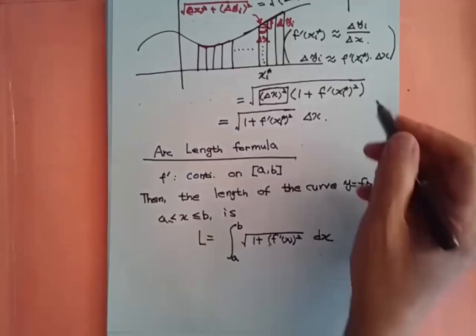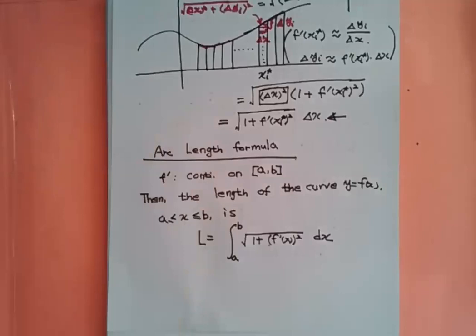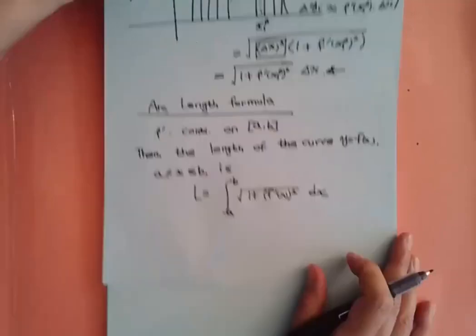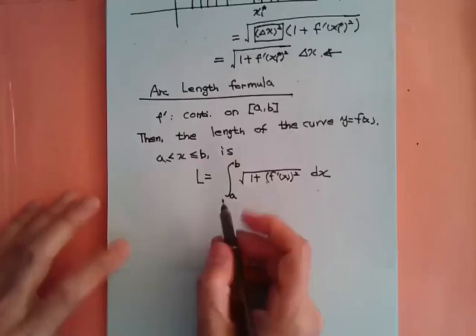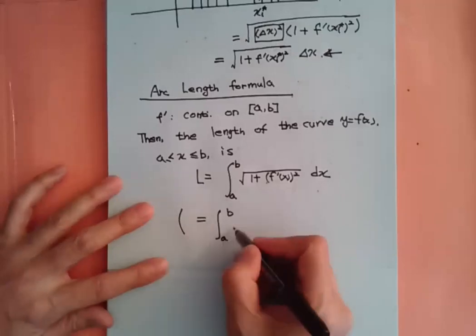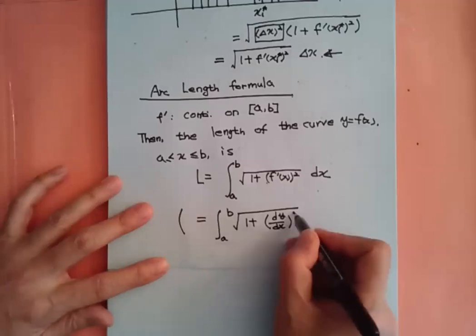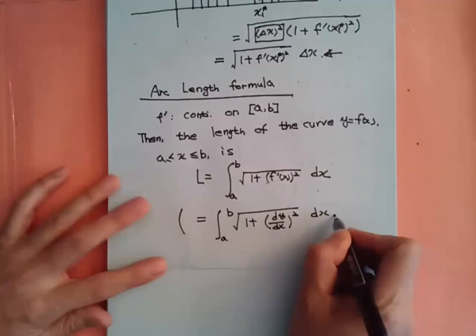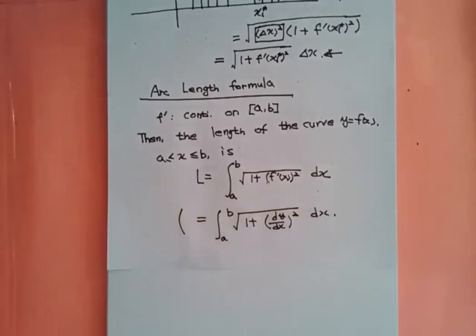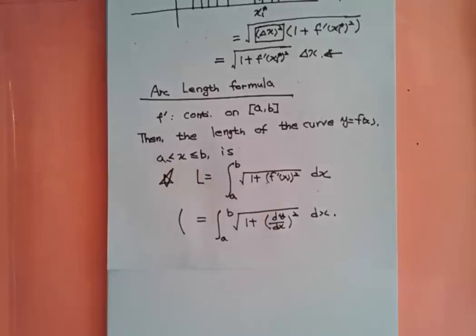Basically, from this analysis, we are connecting that with the integration. Or we can write it down as the integral from a to b of square root of 1 plus dy over dx squared dx. Okay, so this arc length formula must be remembered.